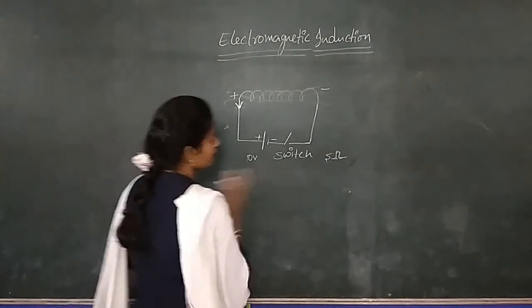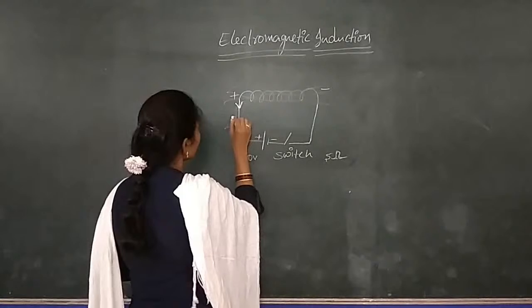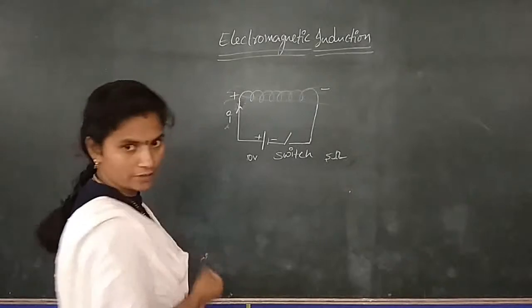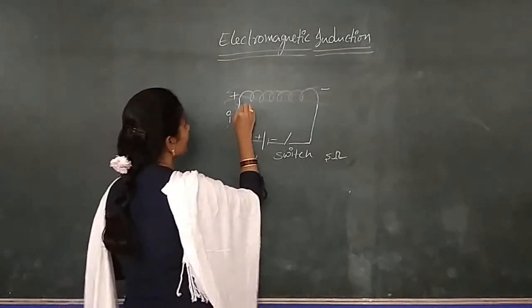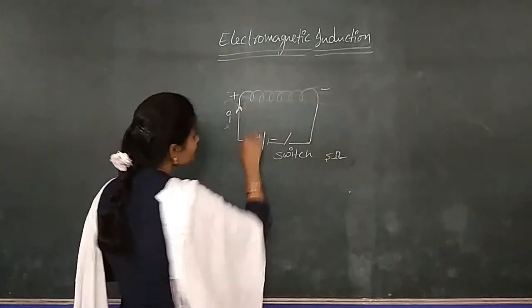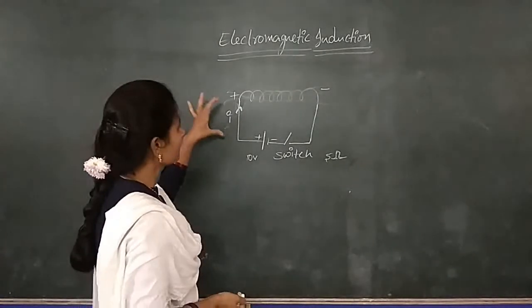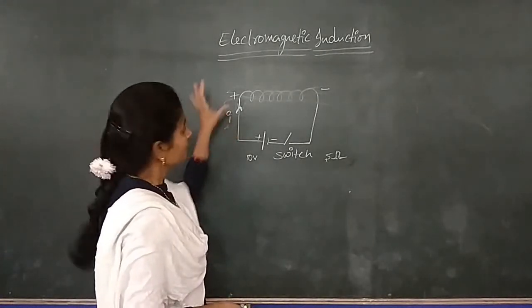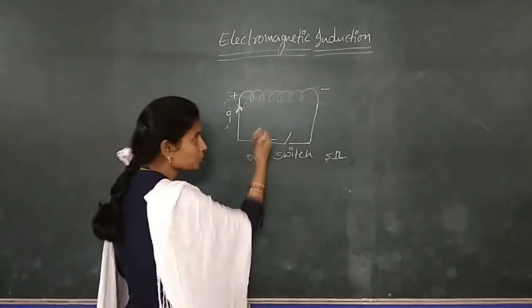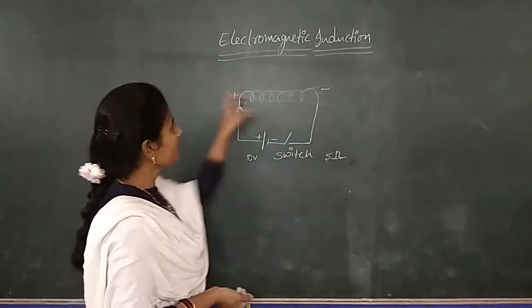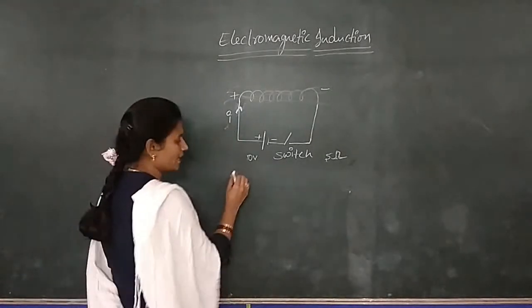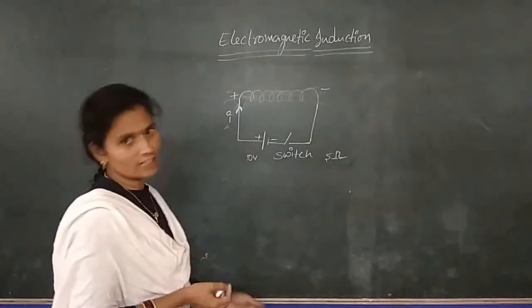Suppose a current I passes through this coil, this solenoid. Whenever the current I is maintained, some work has to be done. Some work has to be given to that coil, and only then will it maintain the current I. So what is that work done? That is nothing but the external work done.